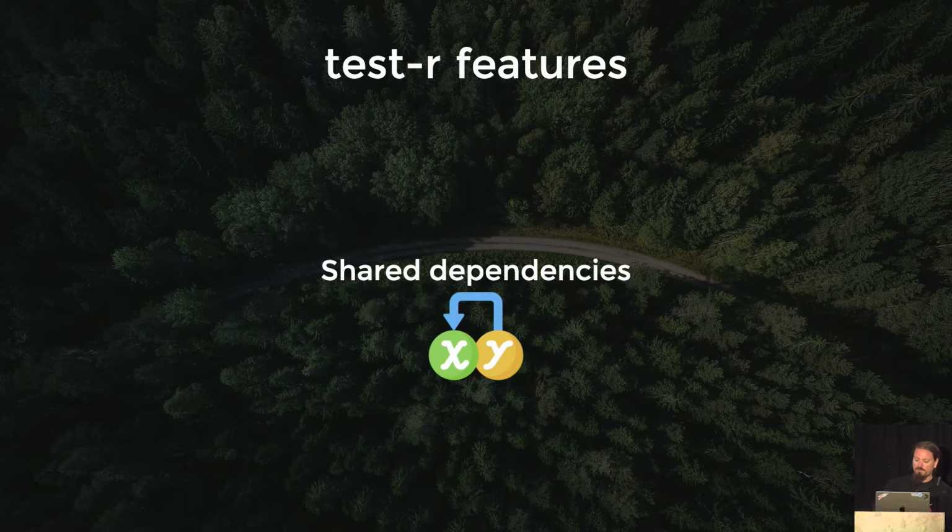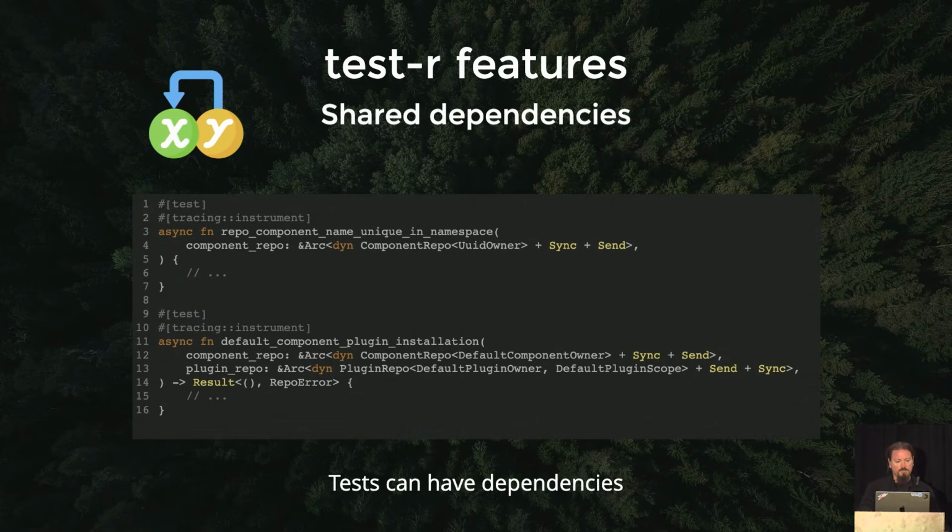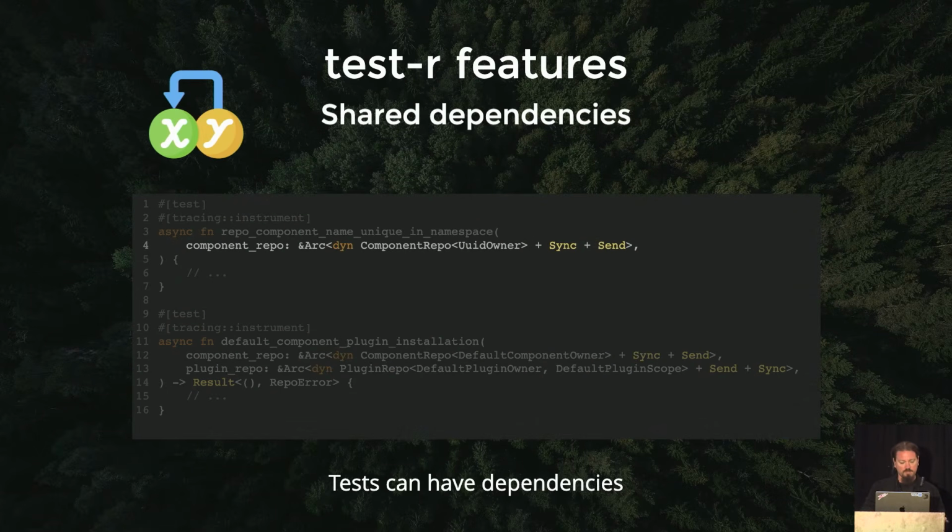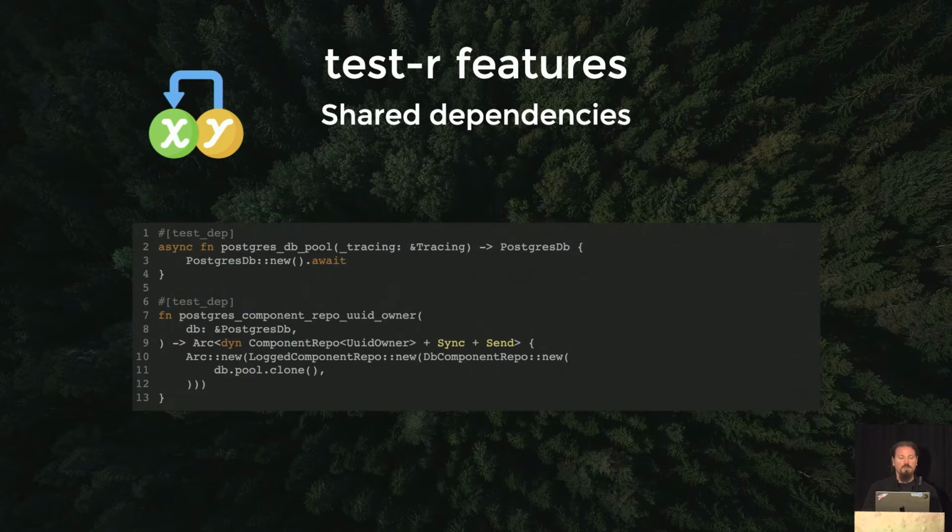A more interesting feature of Tester is the support for shared dependencies. If you take a look at this code snippet, you can see that here we have a test function that has a parameter, which is a reference to some kind of implementation of a component repository. It doesn't really matter. And in the other example, you can see that there can be multiple such dependencies of a test. So the question is, how do we get the values for these test dependencies? And the answer is that we have to create functions that are constructing these dependencies and annotate them with test dep.